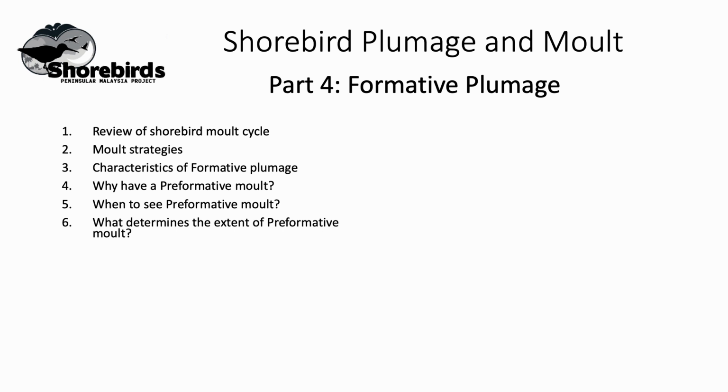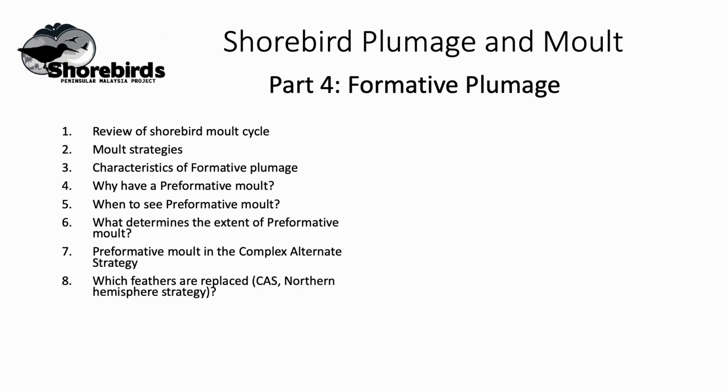So as we will learn, different birds have more or less extensive molt in terms of the number of feathers which they change during this molt. And what determines that? We'll look at that. And then we'll get into some of the details. So preformative molt in the complex alternate strategy, I'll explain what that is. Which feathers are replaced in the complex alternate strategy, northern hemisphere strategy, and how to spot those between the months of August and December in the field.